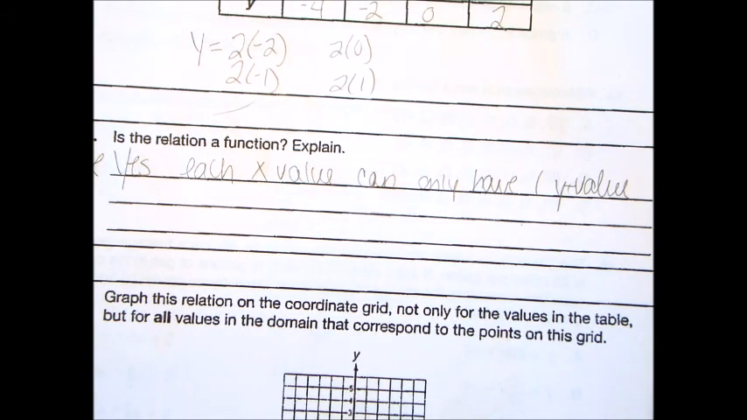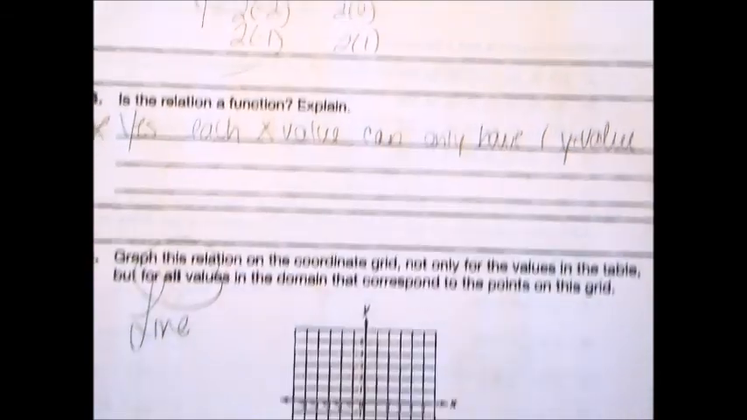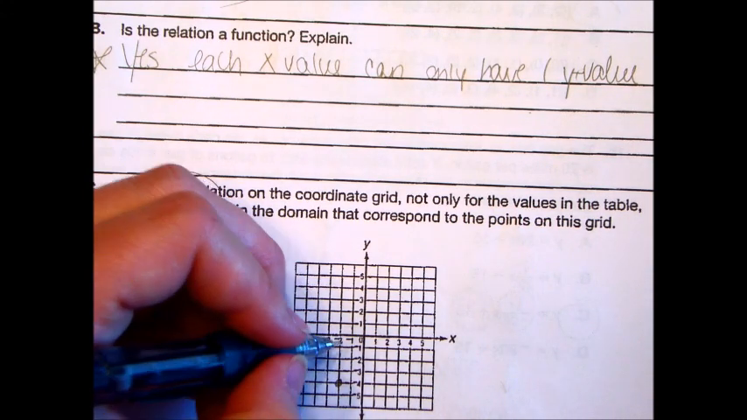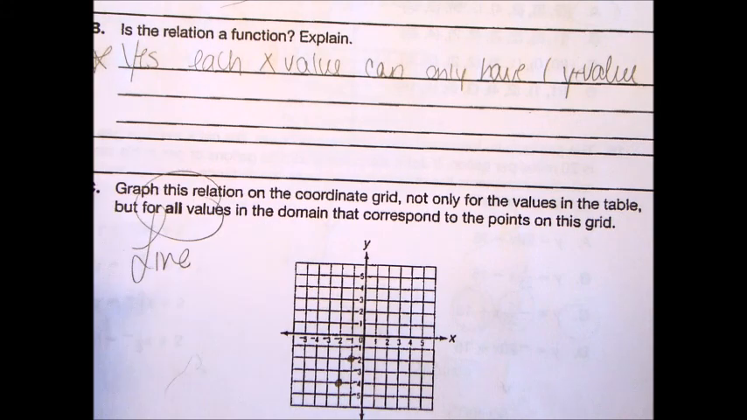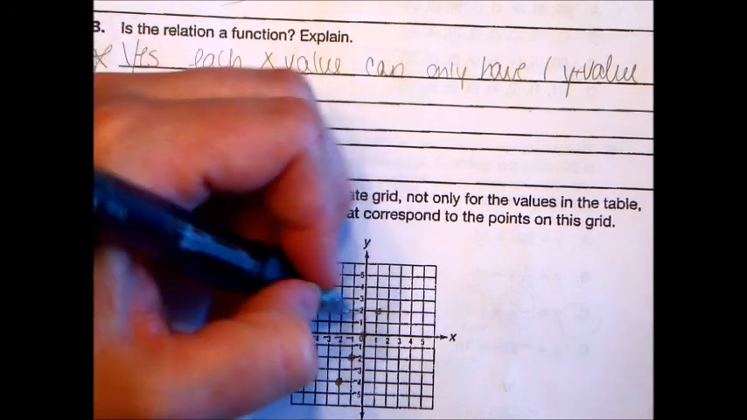C, graph it. Not only for the values in the table, but for all the values. So in other words, they want you to graph it and connect it and make a line. So I'll plot those points. And all we had to do is connect. I don't have a ruler. I kind of wish I did.